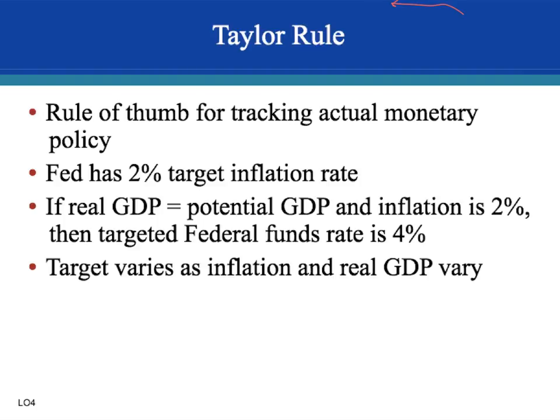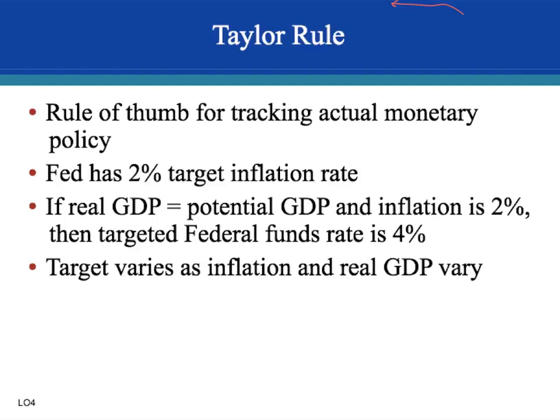If we subtract the 2% inflation, then the real federal funds rate is 2%. So for every 1% increase of real GDP above potential GDP, which would be when the economy is in expansion, the Fed should raise the real federal funds rate by 0.5 percentage point. And for every 1% increase in the inflation rate above its 2% target, the Fed should raise the real federal funds rate by 0.5 percentage point.